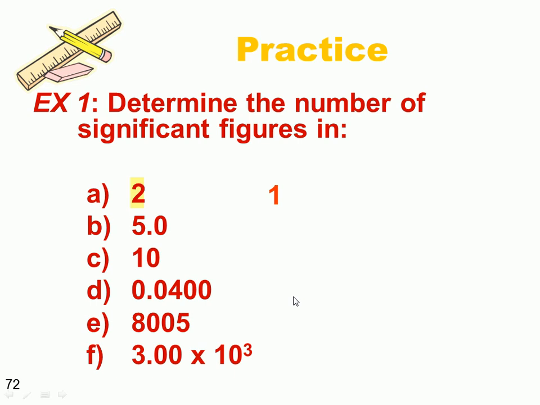The answer for number 1. Or letter A rather. Here's the answer for letter B. For C, there's no decimal here, so that 0 on the end is not significant. For this problem, the zeros on the end, the trailing zeros, are significant when there is a decimal present. Leading zeros are never significant. And remember, anytime we have scientific notation, anything that's part of the mantissa, which is anything before the multiplication symbol, is a significant figure.